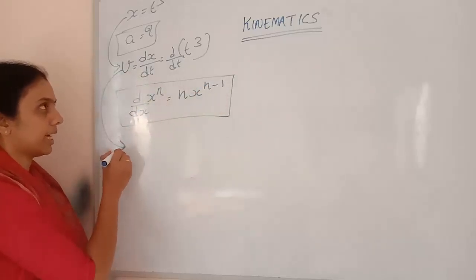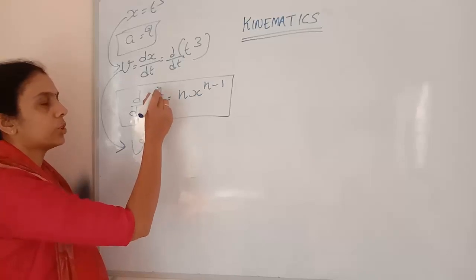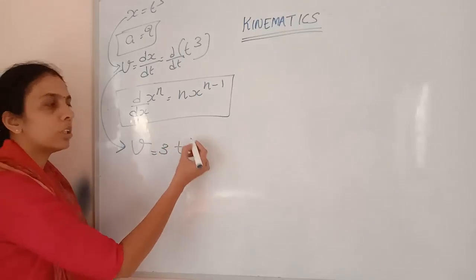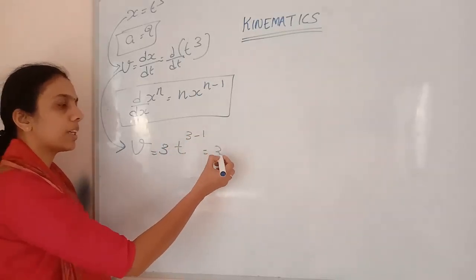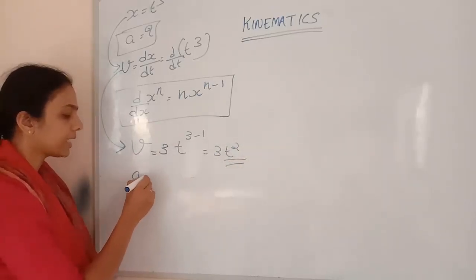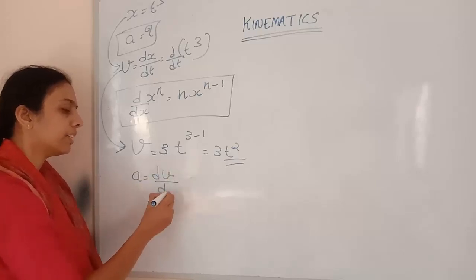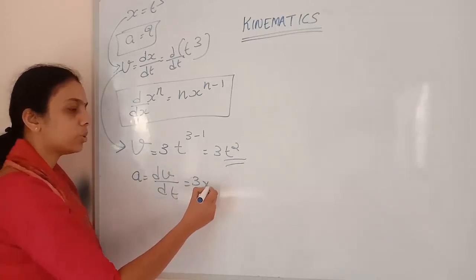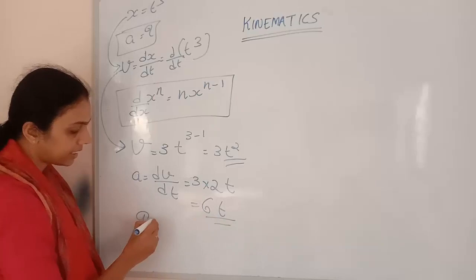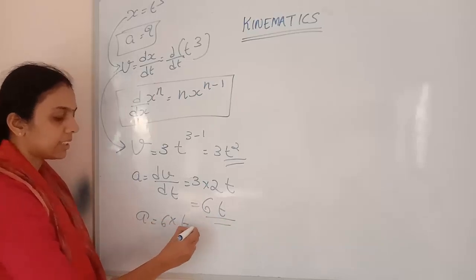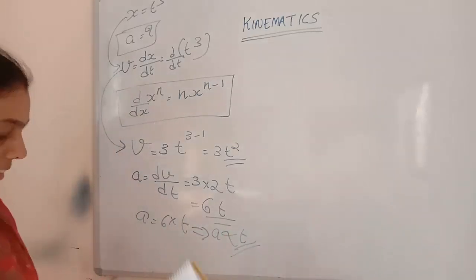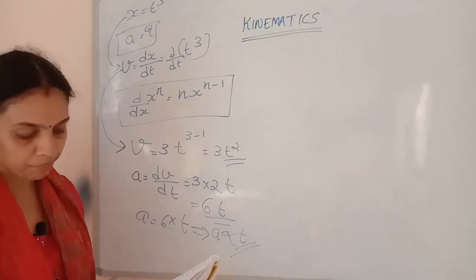While we are using that one over here, x equals t to the power n. Here n is 3. So 3 into t to the power 3 minus 1. So we are getting 3t square. This is the velocity. How can we find out acceleration? Acceleration will be equal to dv by dt. So 3 into 2t, that is 6t. That means acceleration equals a constant into t. That means acceleration is proportional to time. Okay, clear? This is how we will solve this question.